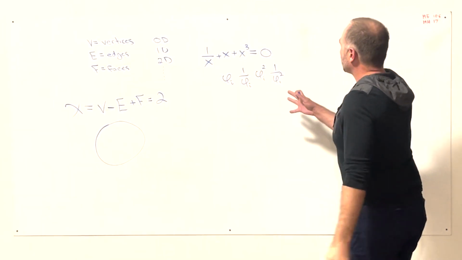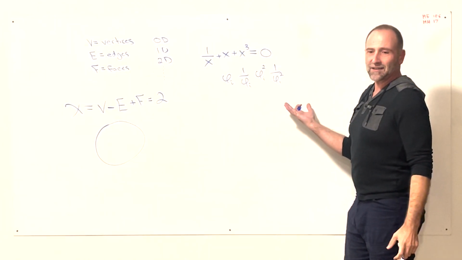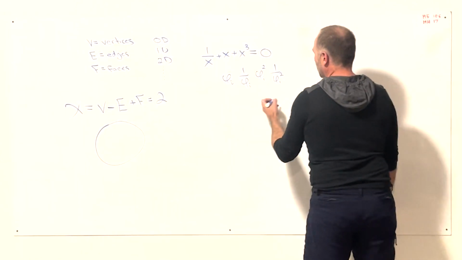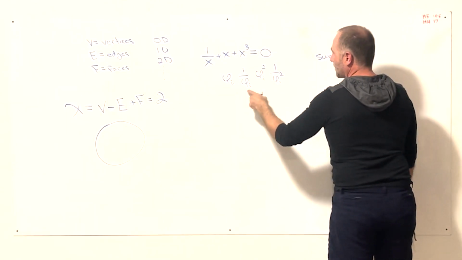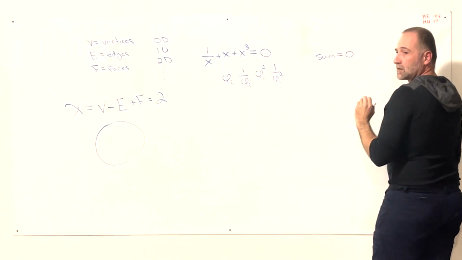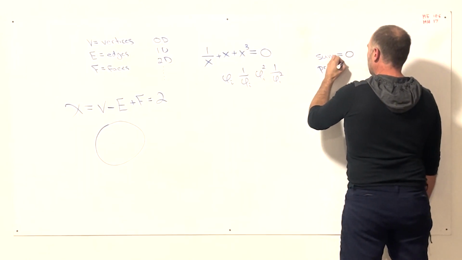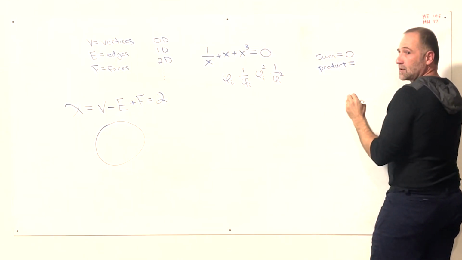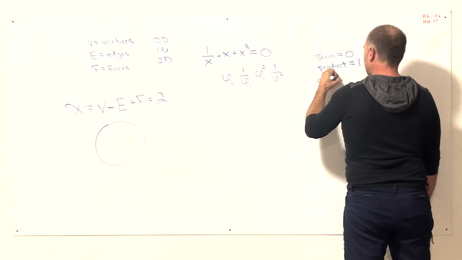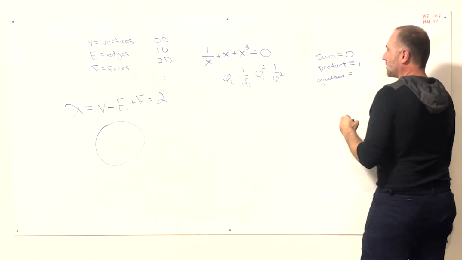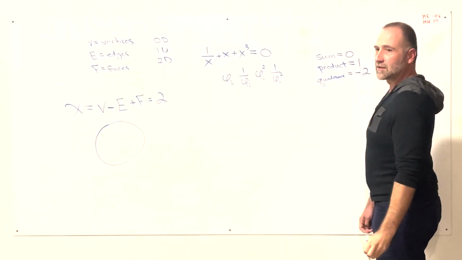That's what we're imagining. What are the features of these roots that we usually care about in algebra? If we take the sum of the roots, add all these together, it equals 0. If we take the product, it equals 1. And if we take the quadrants, it's -1. -2. Oh, correct. -2.